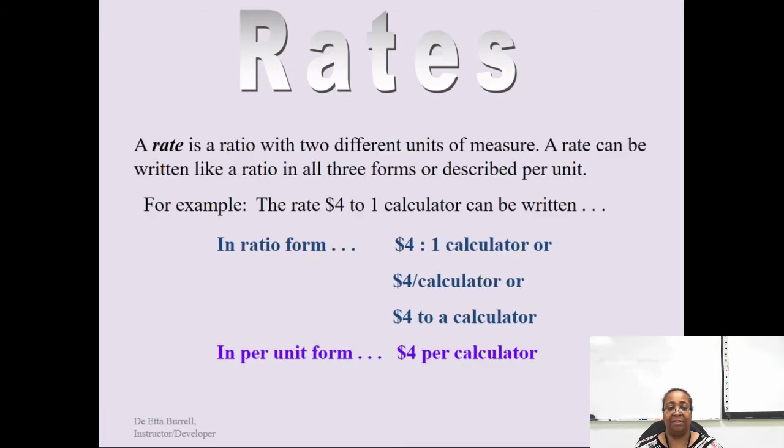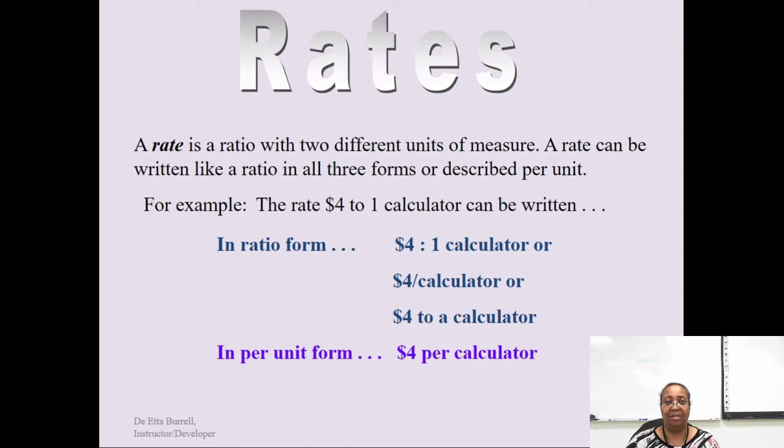Now let's talk about rates. A rate is a ratio. The only thing that's unique about rates is that they have 2 different units of measure. And a rate can be written like a ratio in all 3 forms or described as a per unit. We use this all the time in real life. So for example, the rate of $4 to 1 calculator can be written $4 to 1 calculator. Or $4/1 calculator. This is the fractional format. Or the words $4 for a calculator. So those are the same forms that we use for ratios.